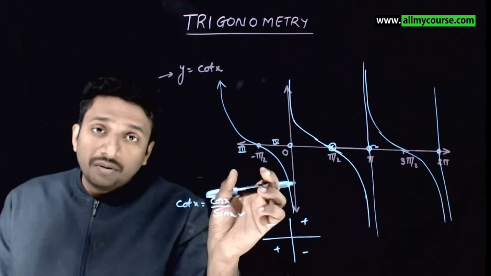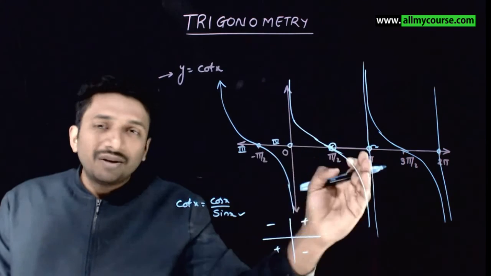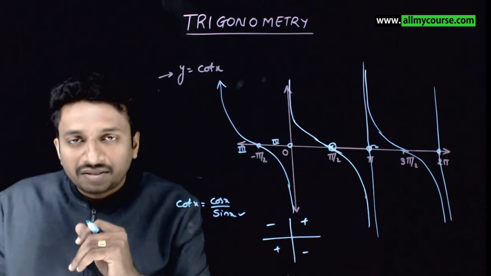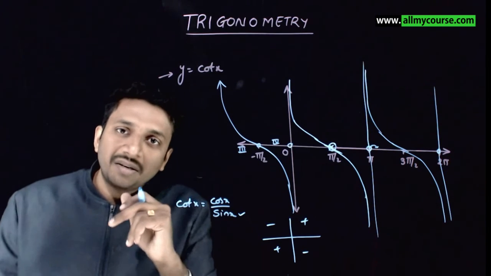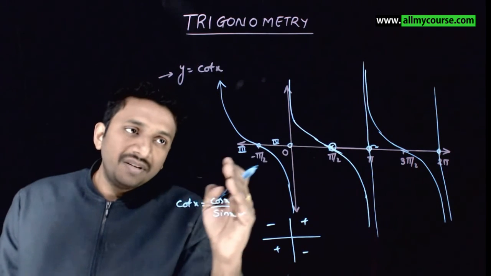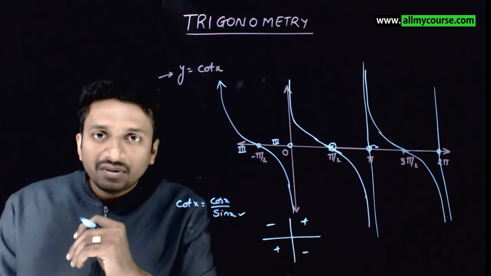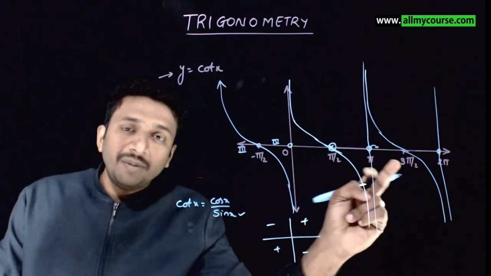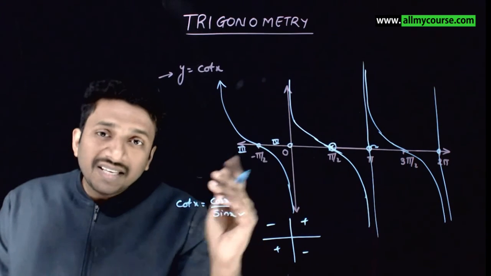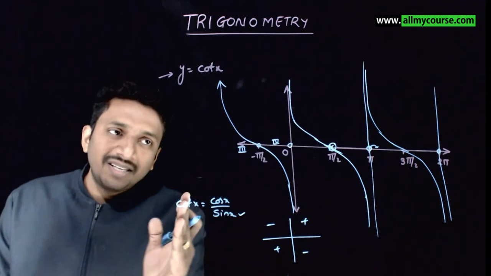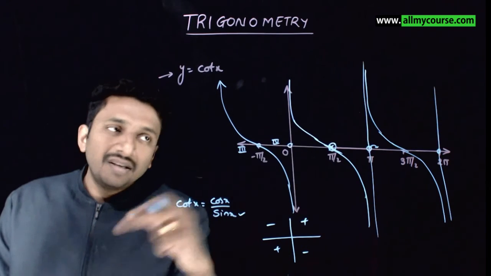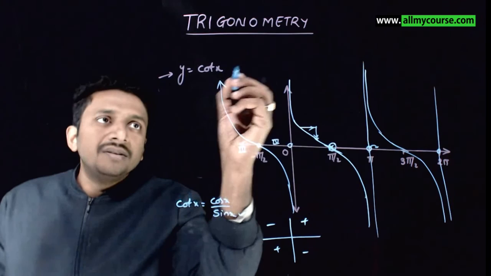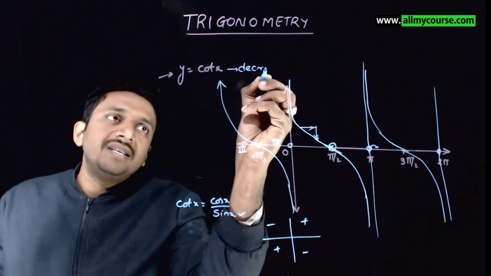So you have a series of curves which go from minus infinity to plus infinity for cot x. And as you see, the difference between tan x and cot x is that tan becomes infinity at odd multiples of pi by 2, while cot becomes infinity at multiples of pi. And tan is an increasing function. Tan goes like this, that is, as x increases, y increases. Cot is a decreasing function, that is, if x increases, y decreases. So cot is a decreasing function.